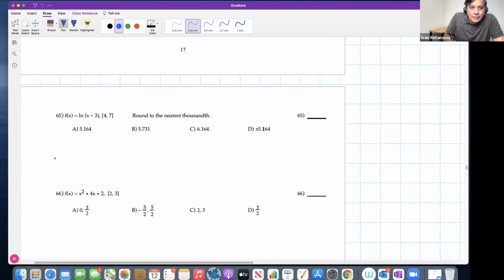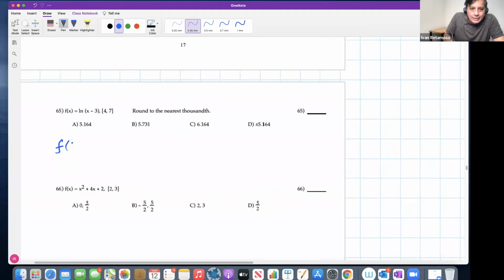Okay. So the mean value theorem says that the average value of the function, f of b minus f of a over b minus a, should be equal to f prime of c, right? For some c between a and b. This is our a. This is our b.